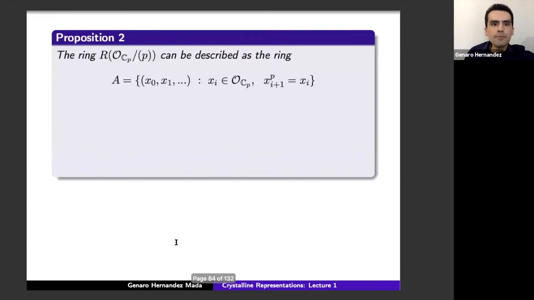Okay, so I have this very interesting proposition, because I would like to describe the ring R of this one, right? So I said that this is the one that we were interested in. So the proposition here says that this ring is described as this. So it's the set of sequences of elements in the ring of integers of C_p with this condition.